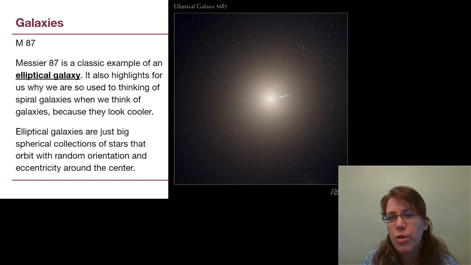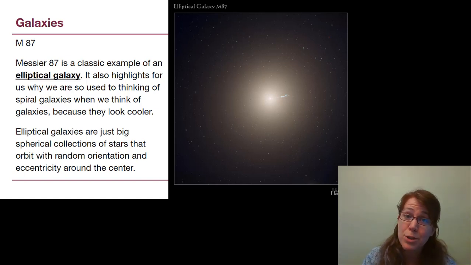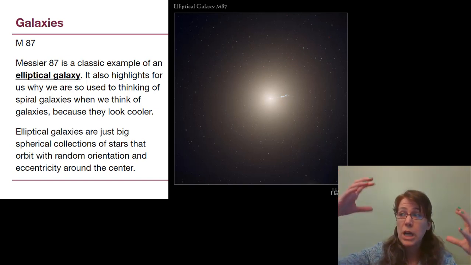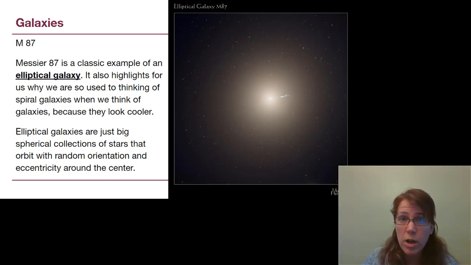It highlights for us why we don't really think about elliptical galaxies when we're sketching a galaxy, right? If I had you do a 20-second sketch of a galaxy, you'd draw the spiral arms because they're cool. They look distinct. They look galaxy shaped. This is galaxy shaped too. Ellipticals are actually more common than spirals, but they basically are just big spherical collections of stars and not much else going on. There's no spiral arm structure. There's no defined disk. It's just random star orbits around some central area.